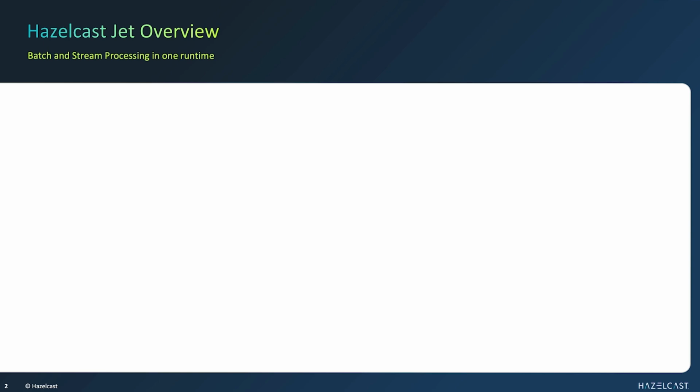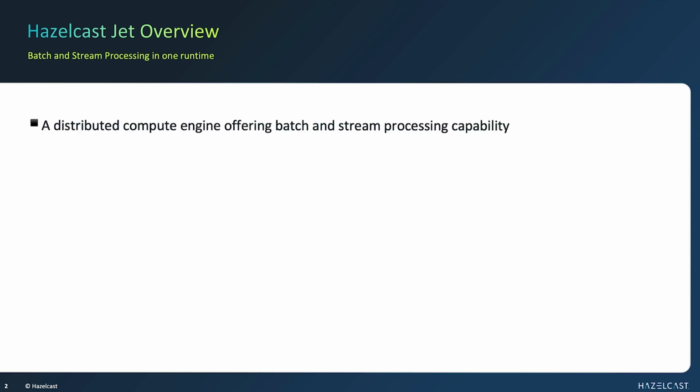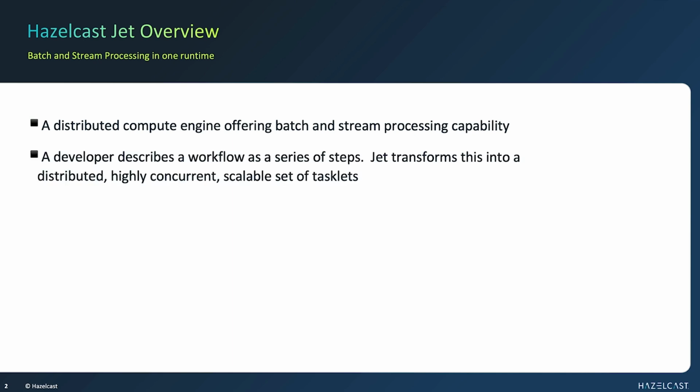I want to kick off a multi-episode, code-intensive dive into our most powerful distributed compute capability. I'm talking about the stream processing engine known as Jet, which is an integrated part of the Hazelcast platform. Jet allows you to define a workflow, which it then decomposes into a series of tasks that it can perform in a highly concurrent manner, utilizing all the available processing power of your Hazelcast cluster.